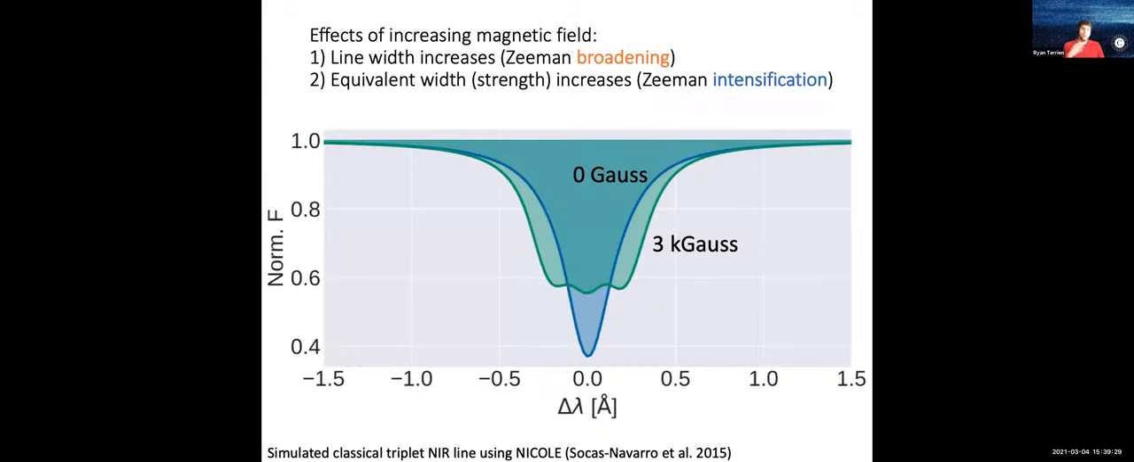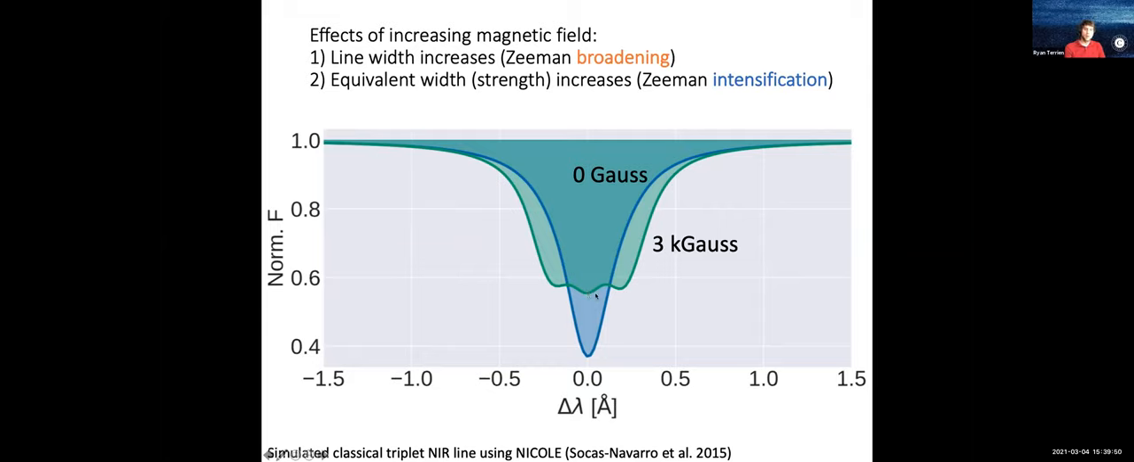And so again, we're talking about intensity spectra here of a particular resolution. So what do I mean when I'm talking about the magnetic signatures? Specifically, I mean Zeeman broadening and intensification. As you probably know, when a spectral line is formed in the presence of a magnetic field, the components of that line can actually split.